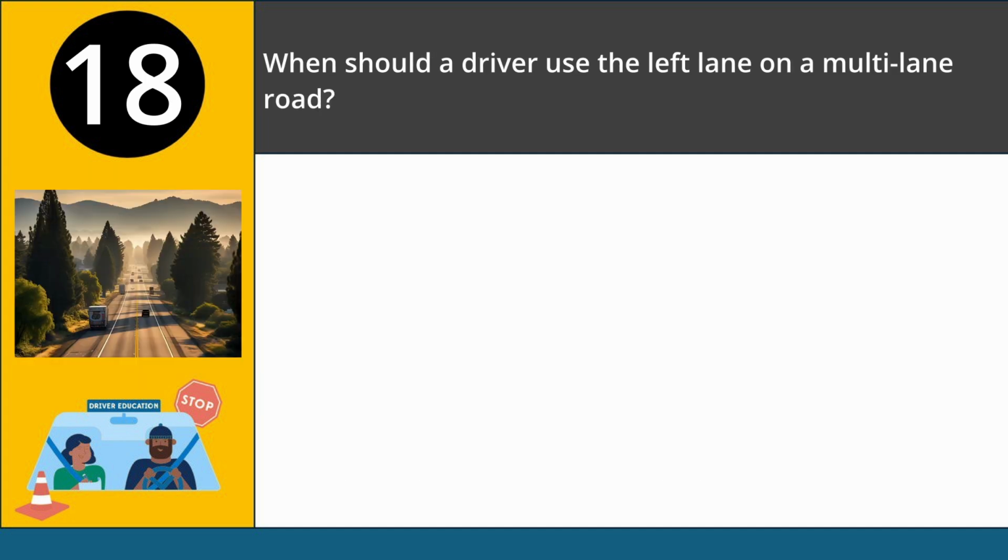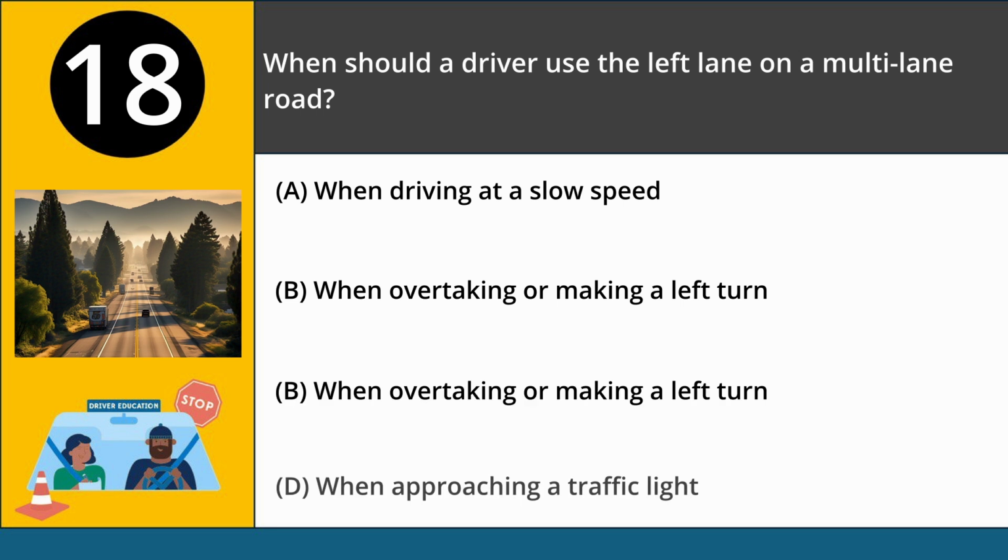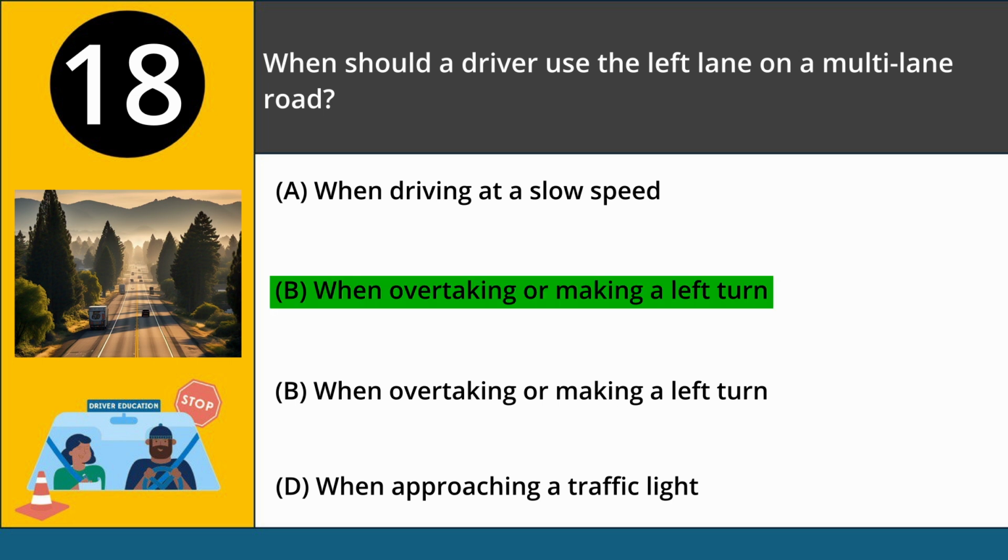When should a driver use the left lane on a multi-lane road? A. When driving at a slow speed. B. When overtaking or making a left turn. C. At all times to avoid merging traffic. D. When approaching a traffic light. Answer. B. The left lane is meant for overtaking or preparing for left turns.